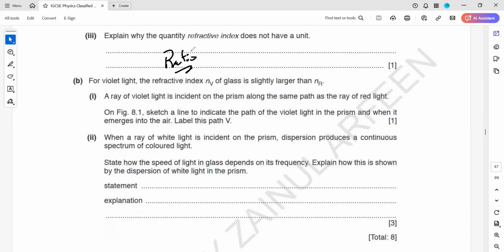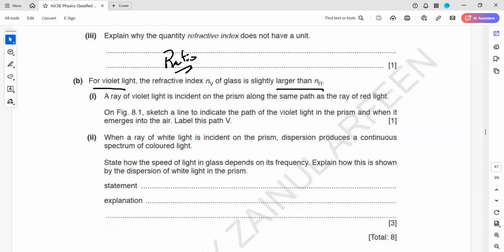So when we say the refractive index is 1.5, it means compared to air, it has 1.5 times greater tendency to bend light. If we say the refractive index is 2, it means compared to air, it has a tendency to bend the light twice as much as that of air. So refractive index does not have any unit. It's just a ratio. For violet, the refractive index of glass is slightly larger. So if the refractive index is greater, the violet will bend more.